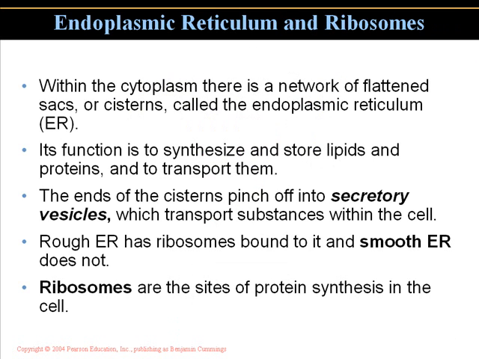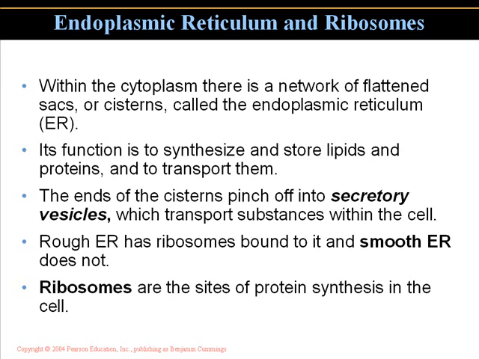Endoplasmic reticulum and ribosomes. Again, these are areas that were described in A&P 1, so it should be a review for most of you. Within the cytoplasm, there's a network of flattened sacs or cisternae referred to as the endoplasmic reticulum. It functions to synthesize and store lipids and proteins and transport them. The ends of the cisternae pinch off into secretory vesicles which transport substances within the cell. The rough endoplasmic reticulum has ribosomes bound to it, and the smooth endoplasmic reticulum does not.